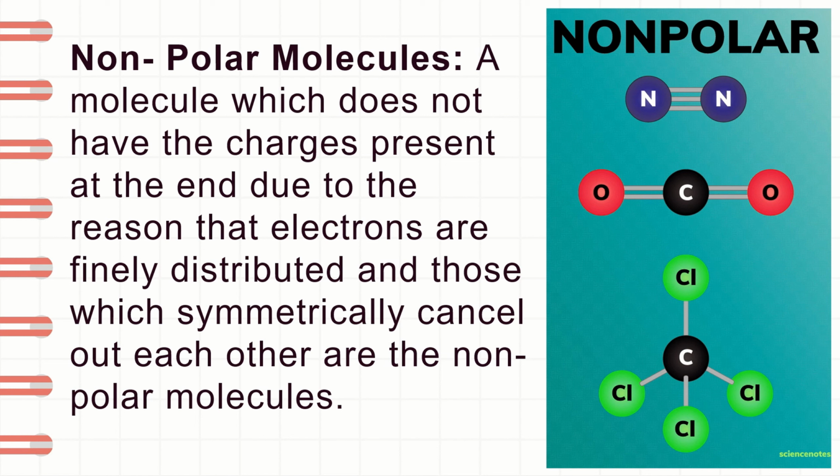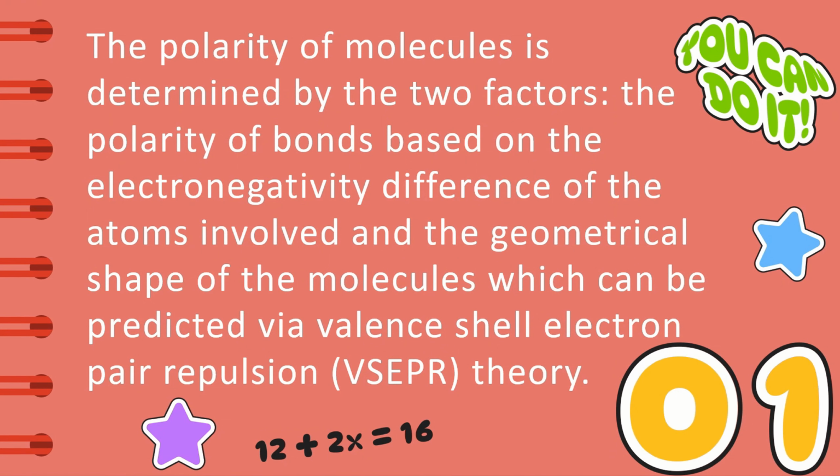Kung papapansin nyo kanina, yung polar is unfair bonding. Ang non-polar, they equally distributed yung electrons sa isa't isa. The polar molecules is determined by 2 factors. Meron tayong dalawa. Aside from determining using the metal and non-metal, una, we have electronegativity difference and yung geometrical shape ng molecules, which can be predicted via valence shell electron pair repulsion theory.